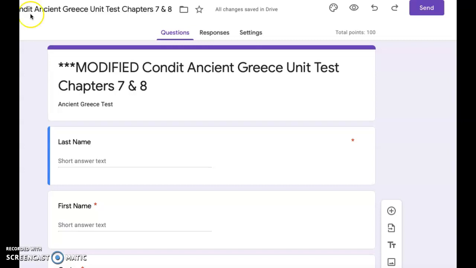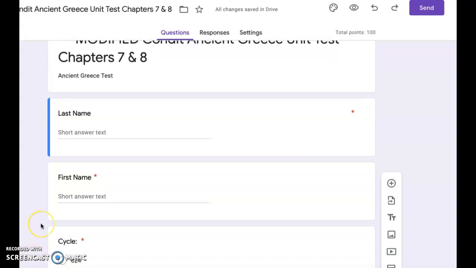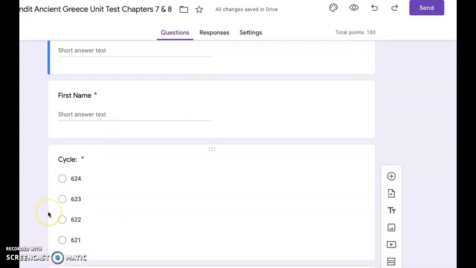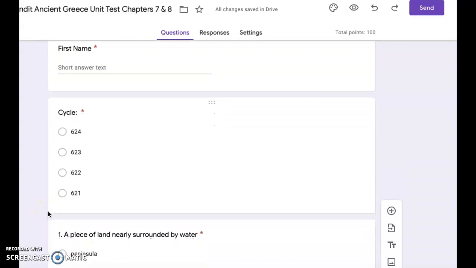Ancient Greece unit test. First, put your last name in the box here. Next, type your first name in the box here. Now you will select your cycle number.